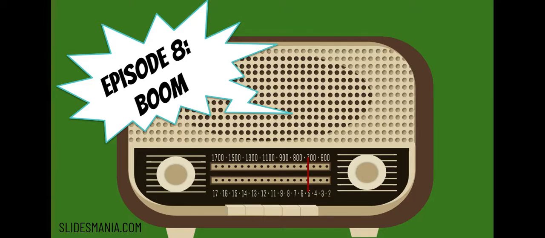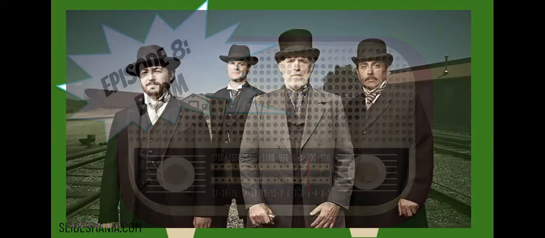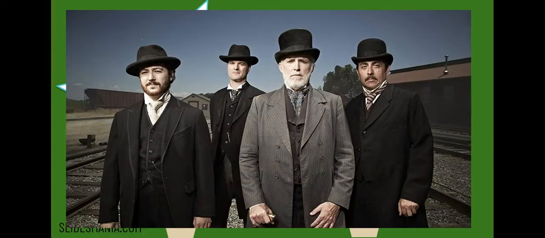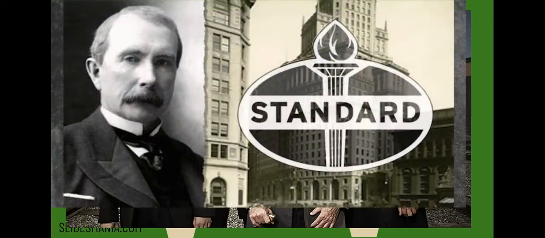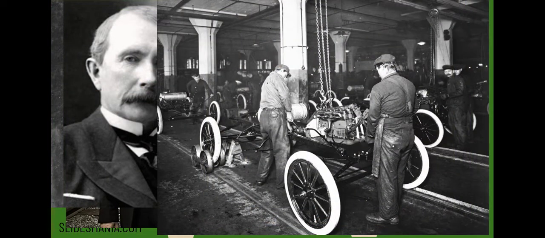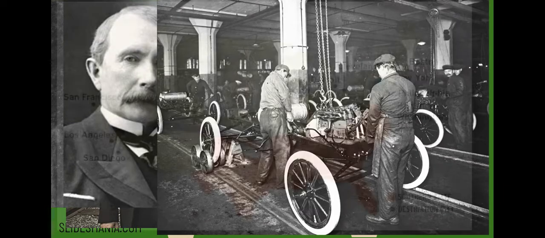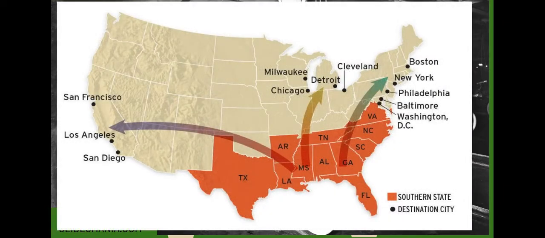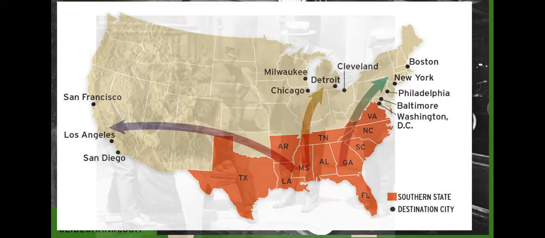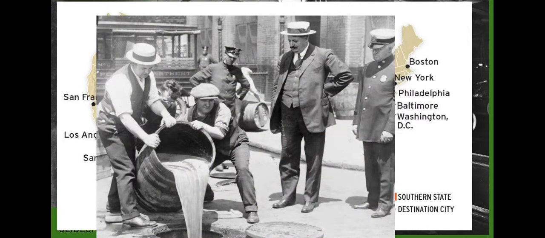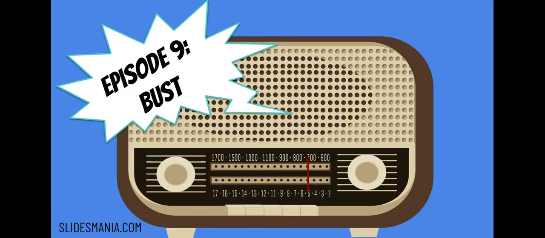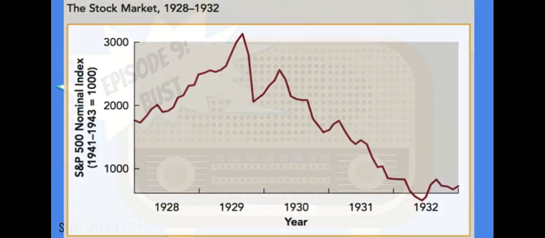Episode 8 is entitled Boom. In this episode, it'll go over basically these guys, the men who built America, like John T. Rockefeller and Standard Oil, Henry Ford with his Model T, his assembly line, the Great Migration, African Americans leaving the South and moving to the North and the West, as well as Prohibition, the 18th Amendment, and also the 21st Amendment.